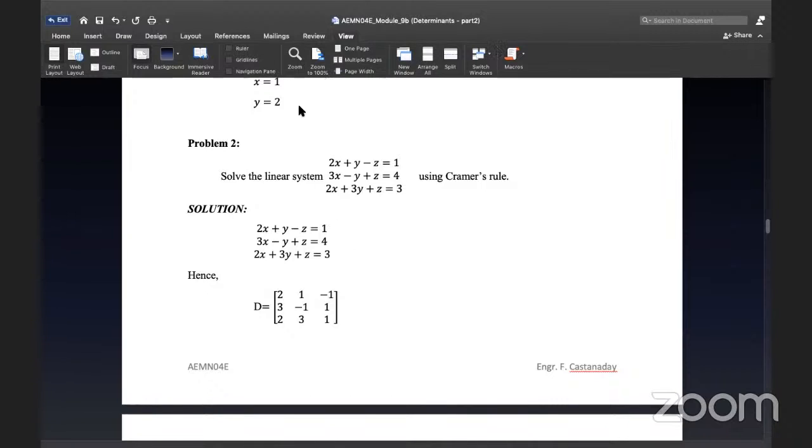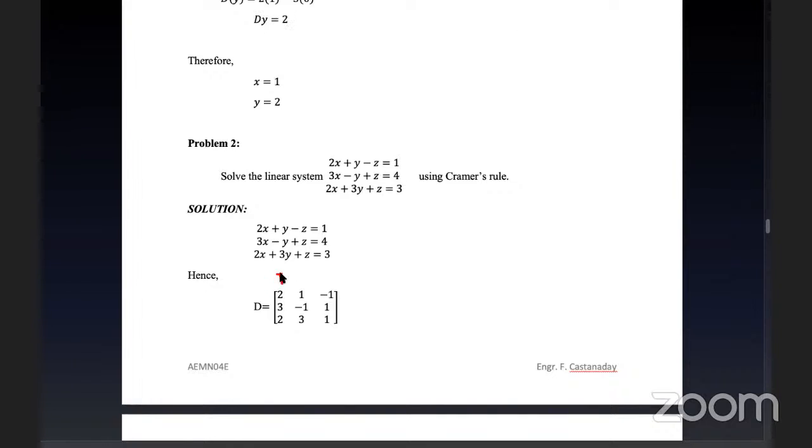Here we go. Tandaan na yung first column natin, yun yung coefficient ni x. And then yung second column natin is yung coefficients ni y. And the third column will be the coefficients of z. And this matrix here, array of elements, square matrix ito, and can be obtained by utilizing the coefficients of these unknowns. 2, 3, 2, 1, negative 1, 3, negative 1, 1, 1.